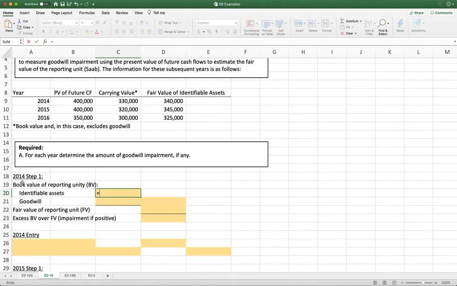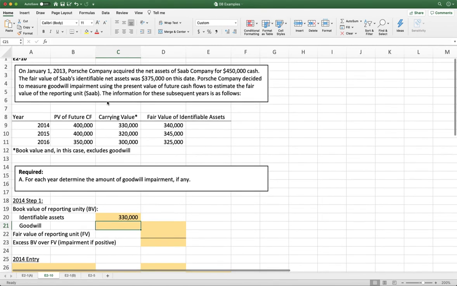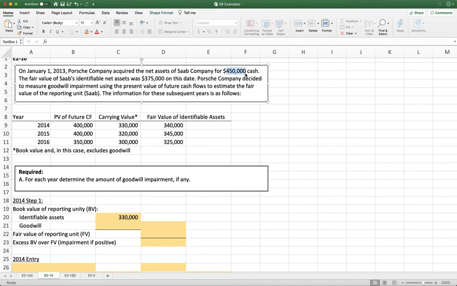So first thing we need is the book value of the identifiable assets, which is going to be that $330,000. Because remember, carrying value is the same as book value. And in this case, they also told us that it didn't include goodwill, and that was just because they wanted us to calculate goodwill ourselves. So if we go back up to the question, we see that they tell us we purchased the reporting unit for $450,000, and that on that date, the fair value of the net identifiable assets was $375,000.